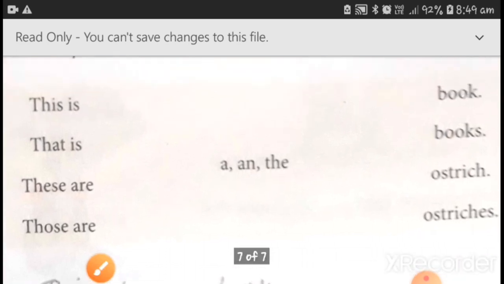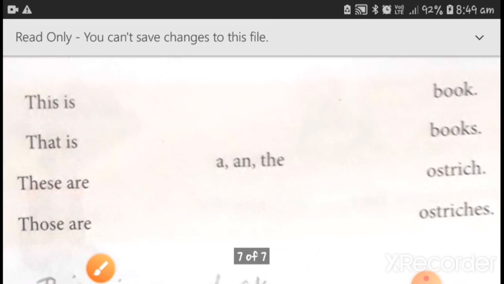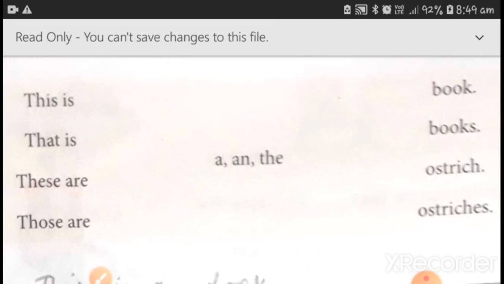Okay, children? Like this. This is a book. This is an ostrich. That is an ostrich. This also we can use. If the thing is far away from us, in that case we have to use that. Yes, if the thing is near, means close to us, in that case we have to use this. This I already explained in the previous video. So these, those, this, that we have already completed through some videos.